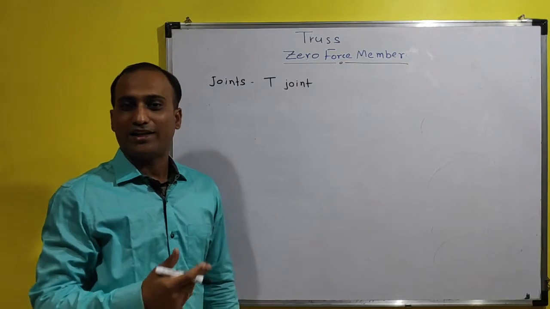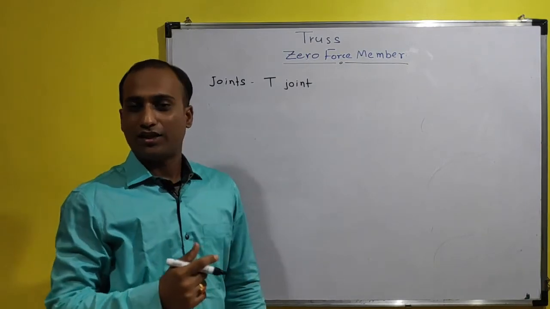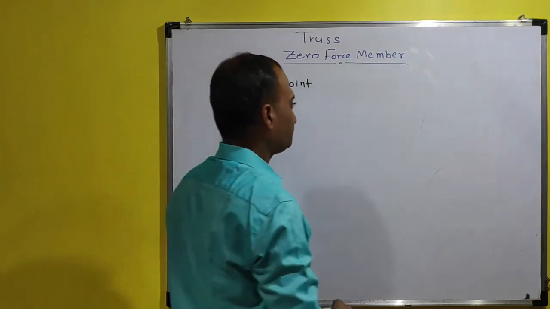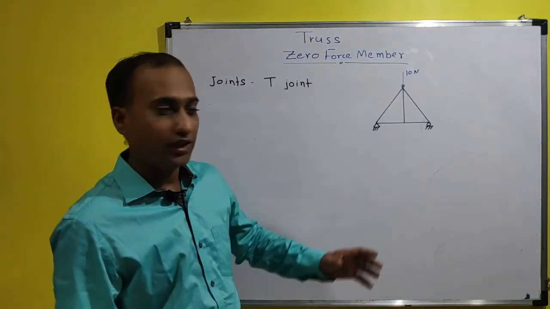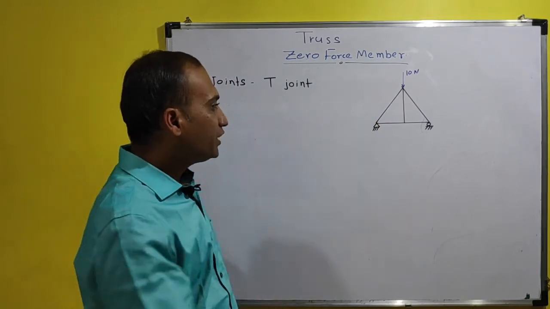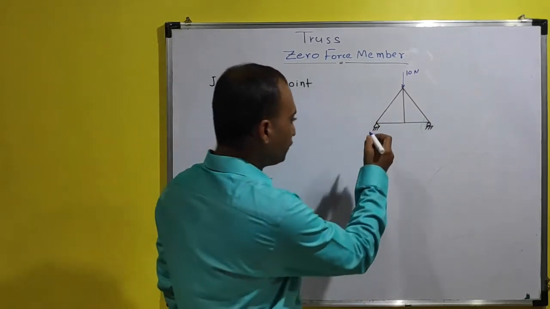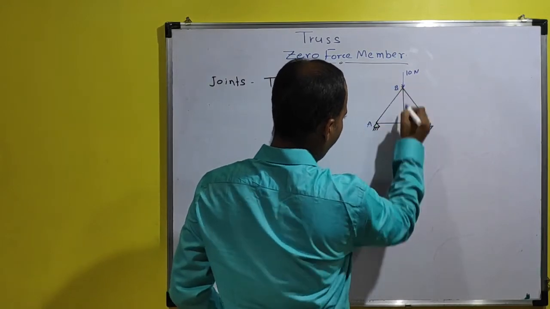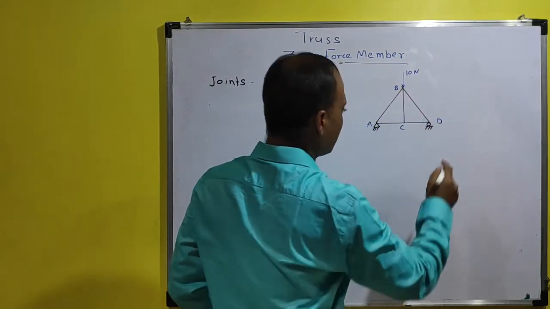What is meant by T joint in the truss? The T joint is formed by the formation of the members in the truss. Let's see this example. Here, where is the T joint? It is the formation of the members. Let's give the naming to this frame A, B, C and D.